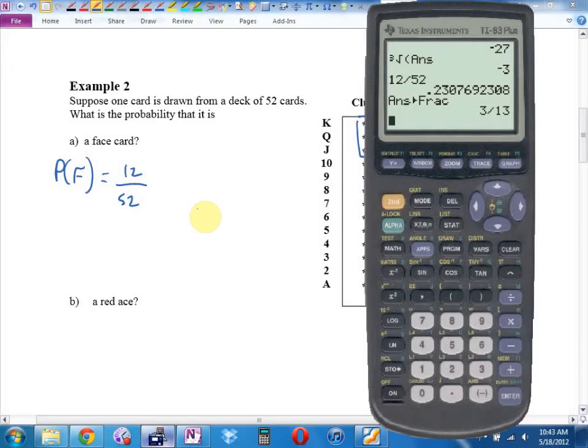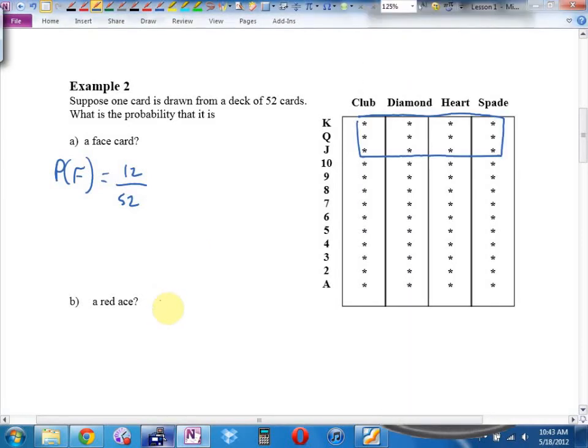Okay? A red ace. That's yoink. Ryan, how many out of?